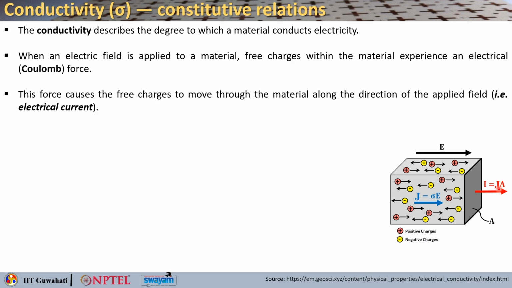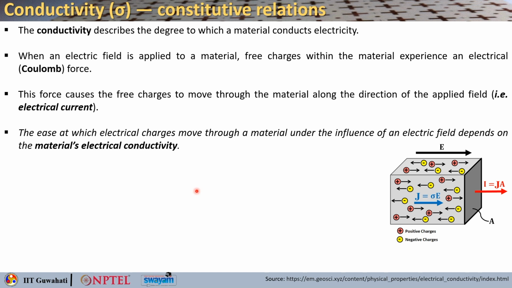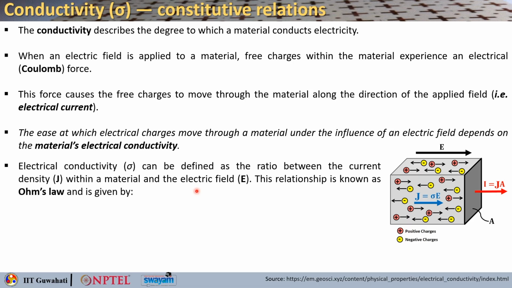So J is the current density. If this cross sectional area is A, if you multiply J and A, you get the current. So how easily the electrical charges can move through the material under the influence of an electric field basically depends on the material's electric conductivity. So electrical conductivity, sigma, can be defined as the ratio of the current density within a material and the applied electric field. So that's Ohm's law, J equals sigma E. So sigma is basically J by E.